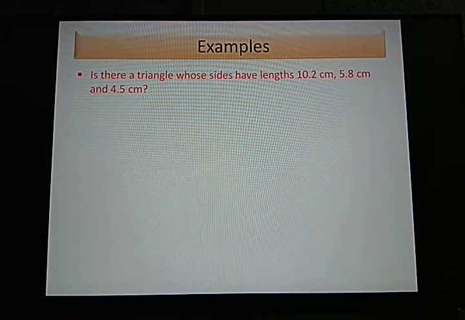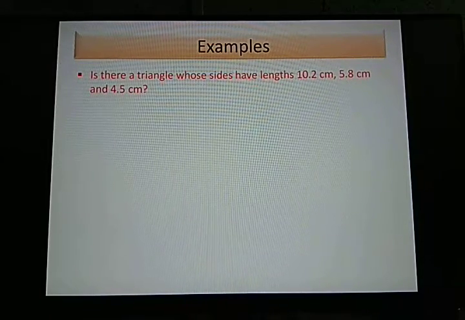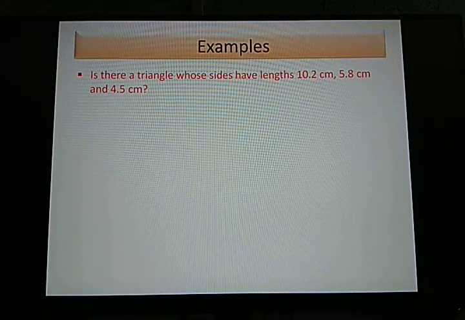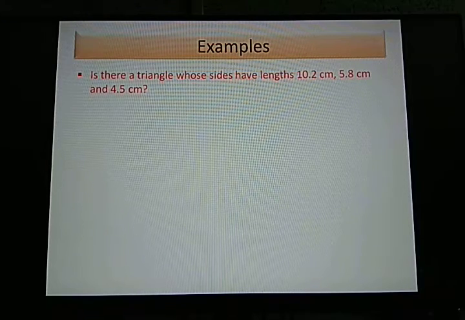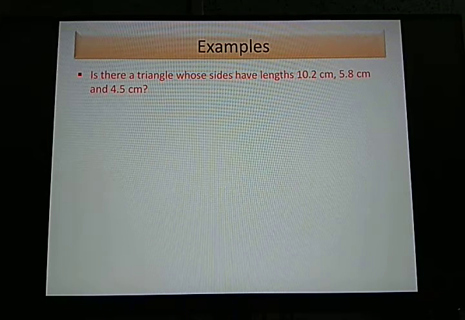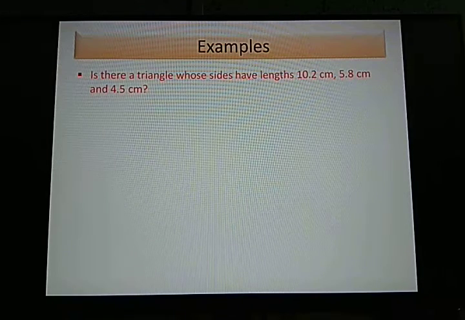So see very carefully. The first question says, is there a triangle whose sides have lengths 10.2 centimeters, 5.8 centimeters and 4.5 centimeters? What we mean to say is, is it possible to make such a triangle? Yes, why not? Let us check whether it is possible or not.